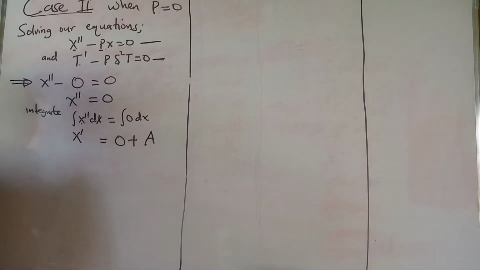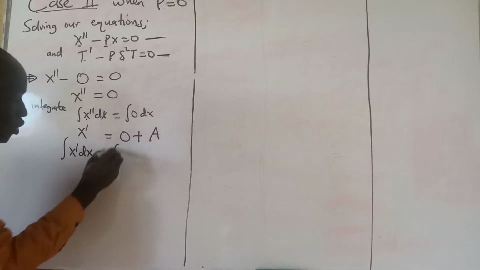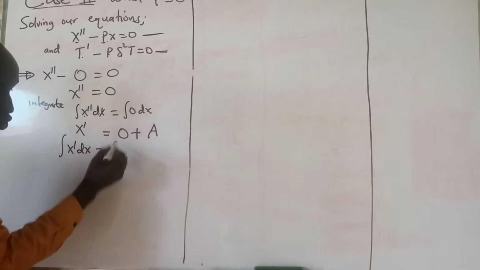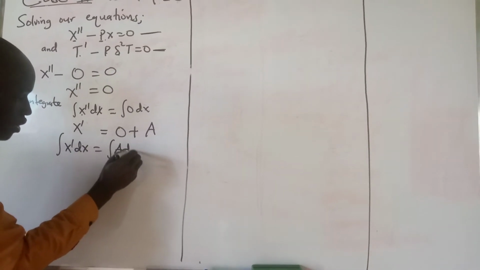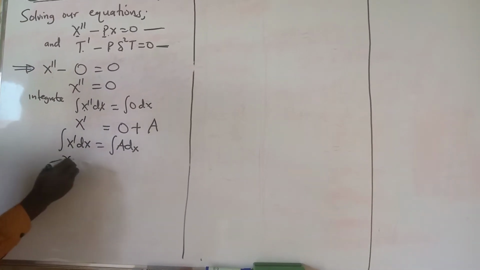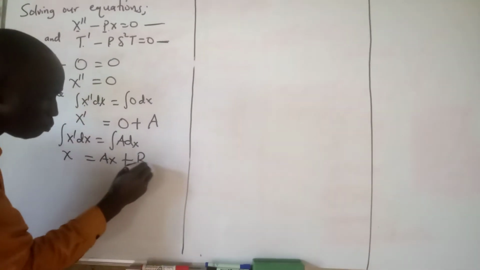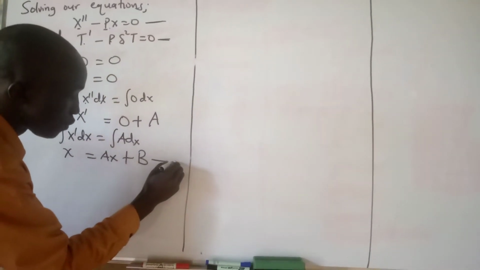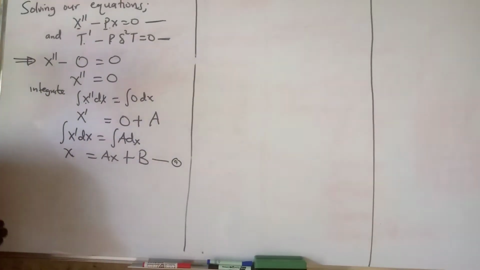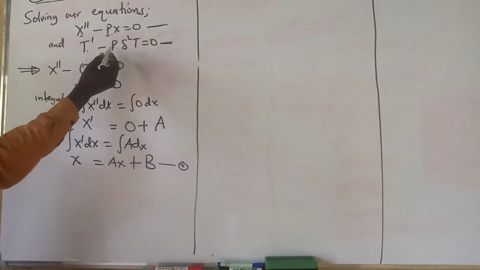Integrating for the second time, the integral of x prime dx is equal to the integral of A, because 0 is useless. It's going to be A dx. So we shall get x alone is the same as Ax plus another constant of integration, maybe B. You can call this equation A. This is the solution for x.